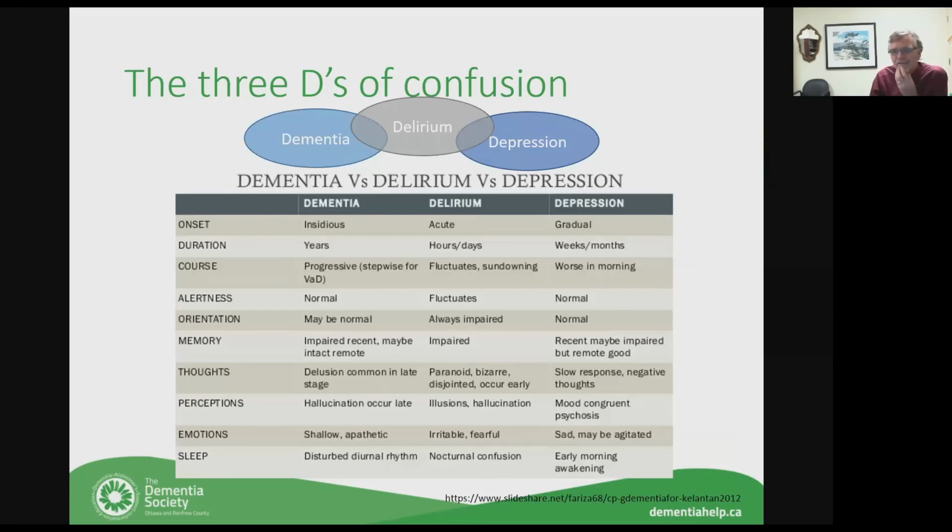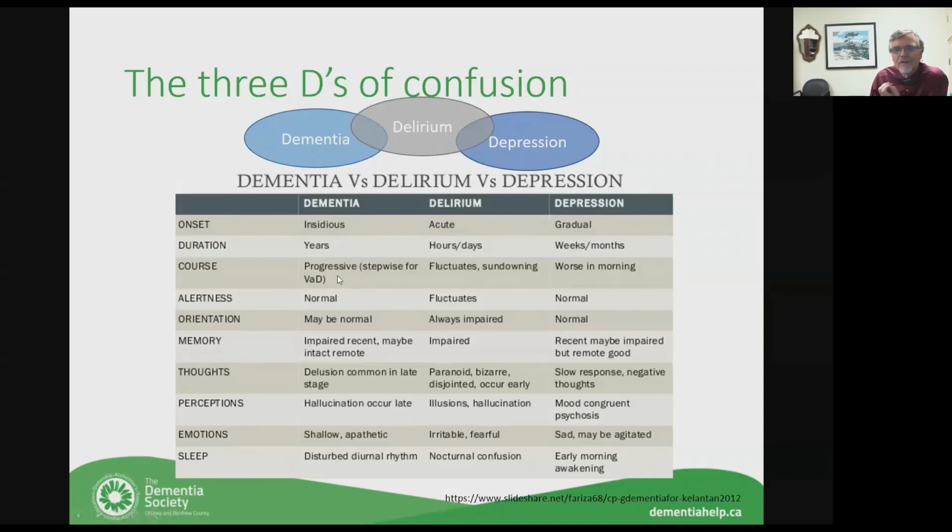And again, this table is a bit busy, and I apologize for that, but it just compares dementia, delirium, and depression. Onset, we said dementia is slow and gradual, maybe stepwise, but still slow and gradual, whereas delirium, it's acute. Within hours or days, the person is completely changed. Depression is more gradual as well. The duration for dementia, it's years, I would say decades. Now we believe that the changes associated with Alzheimer's disease can start as early as 40 years of age. So years and decades is for dementia, hours and days to develop delirium, weeks to months for depression.